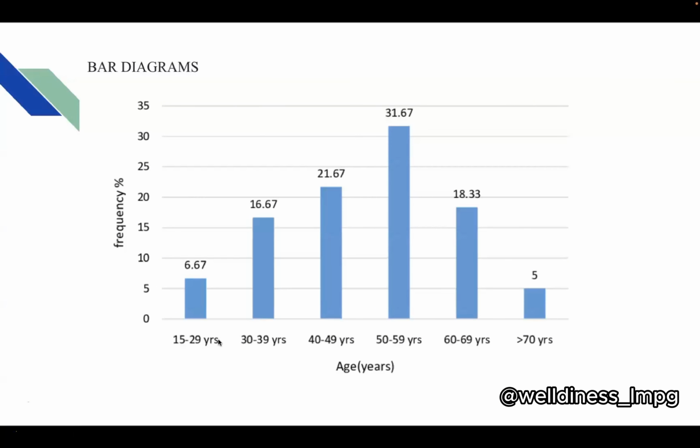So let's look at this last one. We have our x-axis as what? Ranges of years: 15 to 29, 30 to 39, 40 to 49, 50 to 59, 60 to 69, and 70 years and above. Looking at this well, what range has the least frequency? 70 years and above. That's the answer.